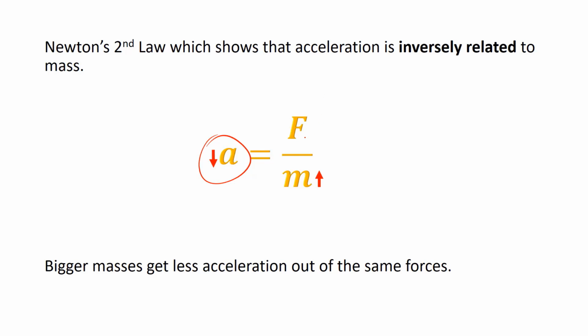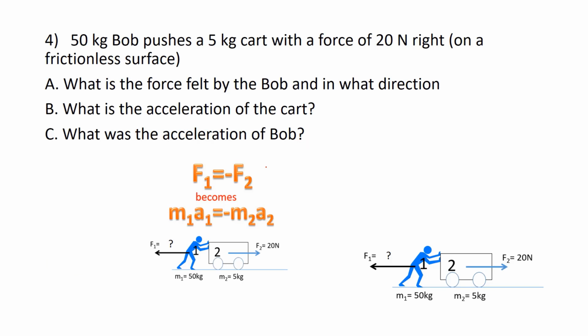And I like to plug in numbers. Let's pretend this is 1 and this is 1. So force over mass. If I take mass and make it 2, I just made acceleration less. I took it from 1 over 1, which is 1, to 1/2. So the higher this goes, the lower this goes. So mass and acceleration are inversely related. Bigger masses get less acceleration out of the same forces.